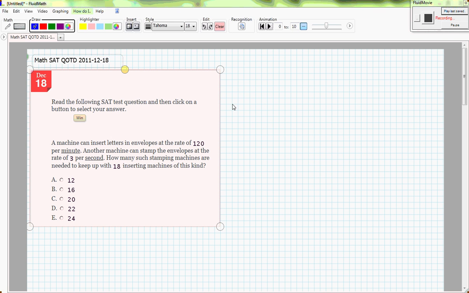This is the December 18th, 2011 Math SAT question of the day. A machine can insert letters in envelopes at the rate of 120 per minute. So we have an insert machine that has a rate of 120 units per minute.